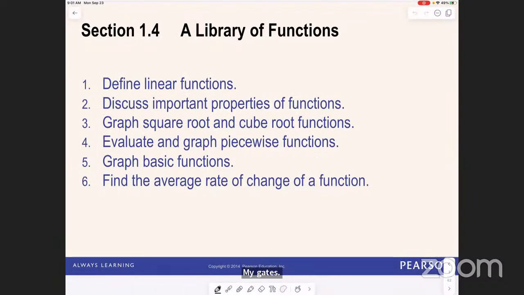And so we're going to be working on section 1.4, a library of functions. A few objectives here. 1, define linear functions. 2, discuss important properties of functions. 3, graph square root and cube root functions. 4, evaluate and graph piecewise functions. 5, graph basic functions. And 6, find the average rate of change of a function.